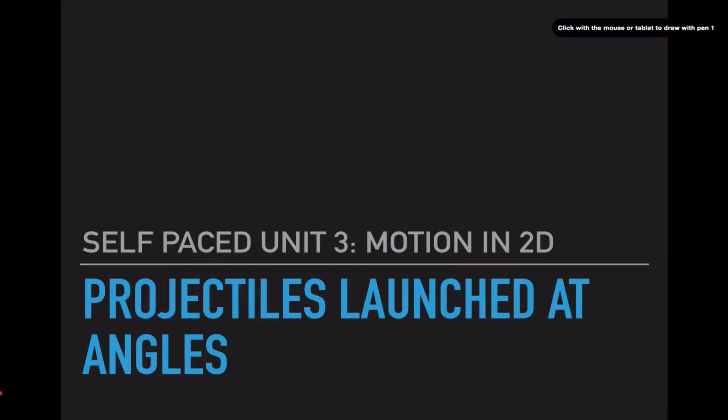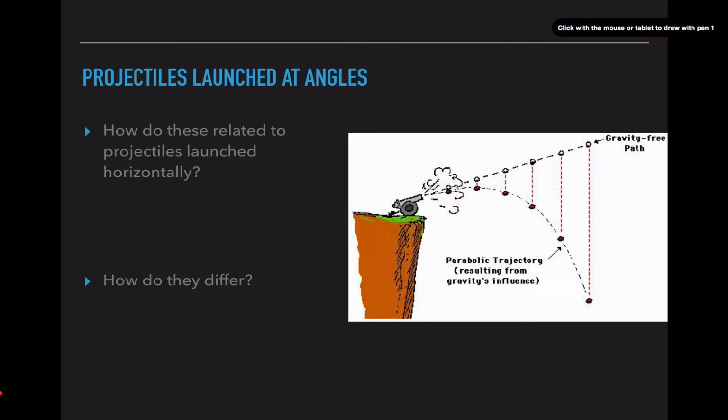Hey guys, today we're going to look at projectiles launched at angles. So in the past video we looked at them just launched horizontally off of a cliff or a table. Now we're going to look at launching them at an angle into the air before it falls back to the ground. This diagram on the right is a motion map of what the path of a cannonball looks like for a projectile that is launched at an angle.